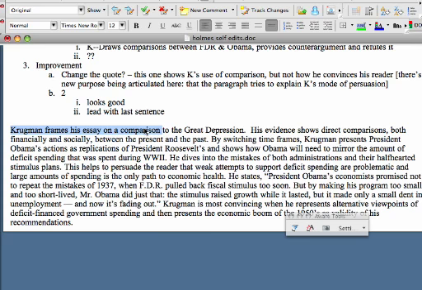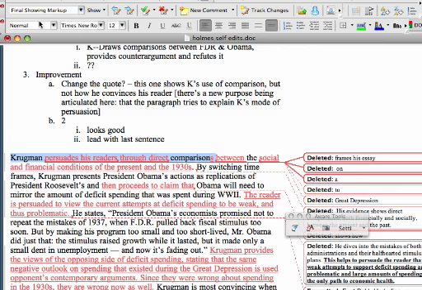Then, in her next draft, Leigh does this. Krugman persuades his readers through direct comparisons. So let's just take this out, right? Krugman persuades his readers, right? So we're still talking about what Krugman is doing, drawing comparisons. But now we're talking about why he's doing it, right? So we're adding a bit of a purpose to what we're talking about. And so that adds a level of complexity.